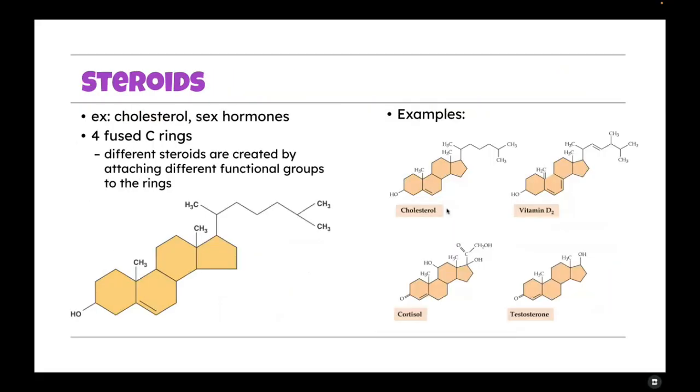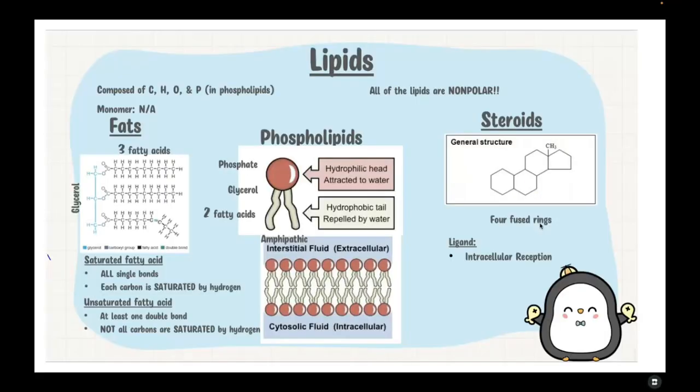All right, and steroids are 4 fused carbon rings. They have different functional groups that create different steroids. Again, structure determines function. So for example, cholesterol is a membrane component and a precursor to other steroids. We have sex hormones as well, so testosterone and estrogen. From cholesterol to hormones, there are small differences, but they have big effects, right? They look very similar, but the structure is different, and therefore they have different jobs.